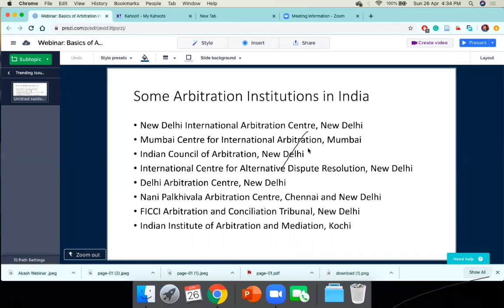Let's look at some of the arbitration institutions in India. The most famous and functional ones are the Mumbai Centre for International Arbitration and the Nani Palkhivala Arbitration Centre, which has a branch in Chennai and New Delhi. So that was the basics with respect to arbitration. Let's go to the next part.